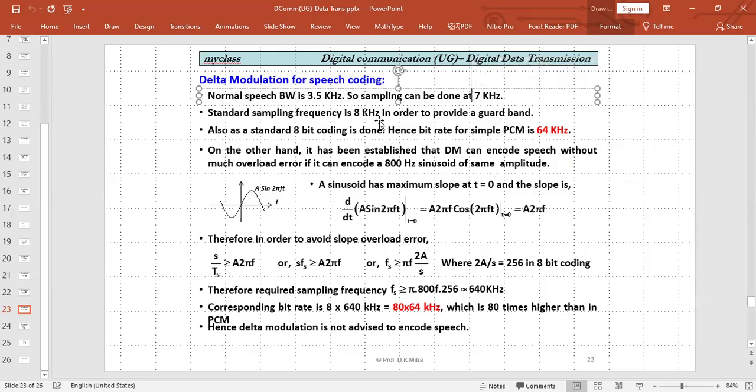So anyway, speech is normally sampled at 8 kilohertz. And speech is normally coded with 8-bit coding.